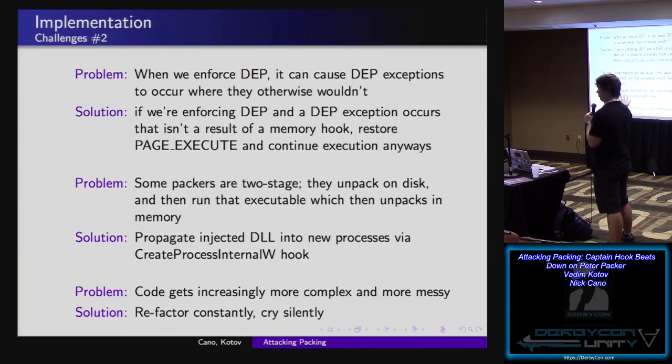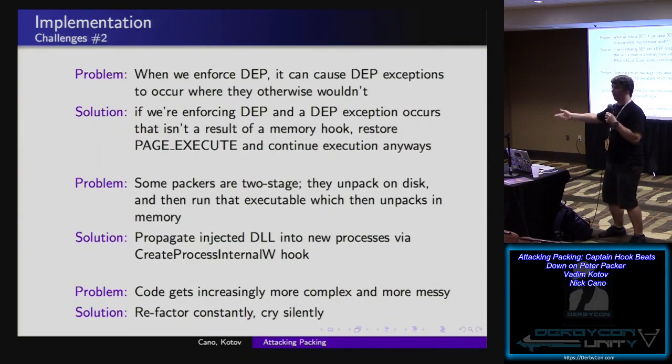And then some packers are two-stage, like malware downloads something, drops it to the file system, runs that, and that unpacks. So to detect that, we just hook CreateProcessInternal. We make it create any processes suspended, inject into them, and then unsuspend. This way, we will keep recursively going into any new processes and dumping from there.